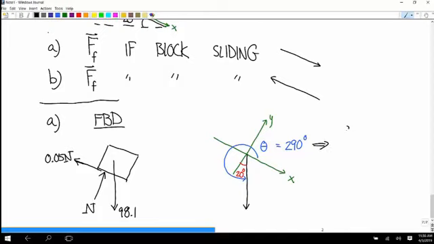So that weight force is 98.1 times cosine of 290, 98.1 times sine of 290. Can someone tell me what those are?